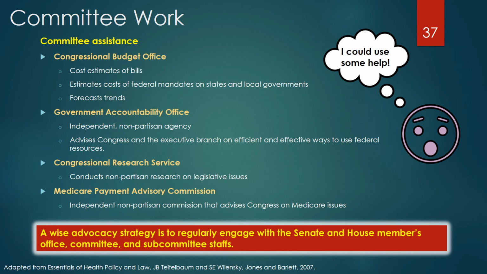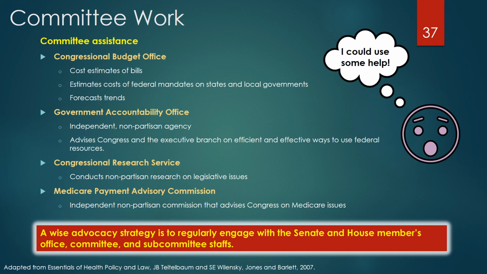Committees help Congress address complex issues. To do that, committee members need assistance to understand these complex issues and make well-informed decisions. That congressional assistance is provided in several ways. The Congressional Budget Office provides cost estimates of bills, estimates of how federal mandates will impact states and local governments, and provides forecast data and trends.